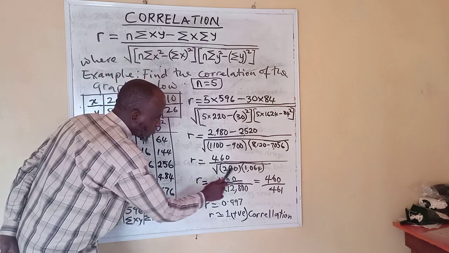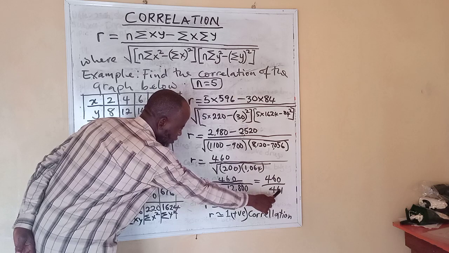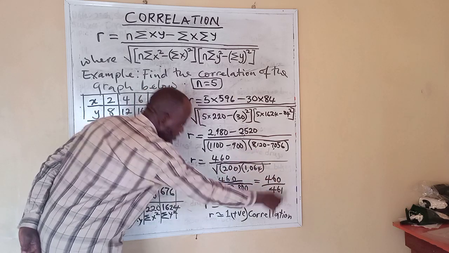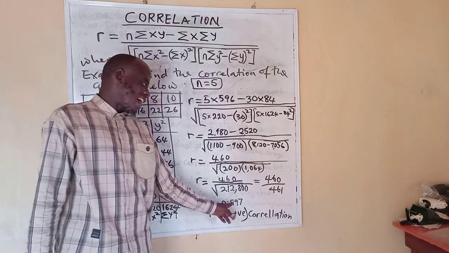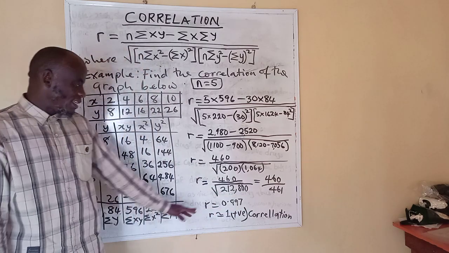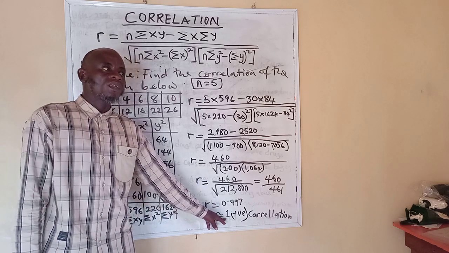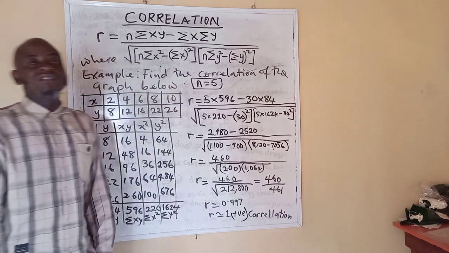Then when you multiply this out, it gives you this. When you find the square root, it gives you 461 all over 460. I mean 460 all over 461. So r is now 0.997. You can see it's close to 1. This is approximately 1. So that means the correlation is a positive 1.